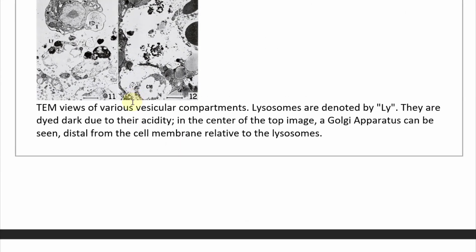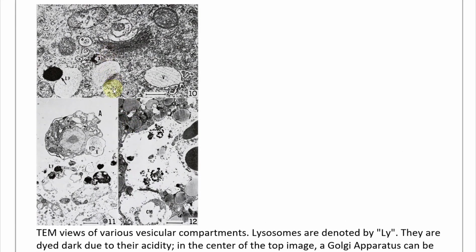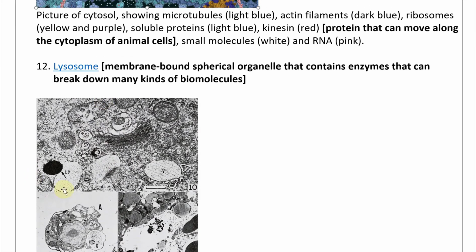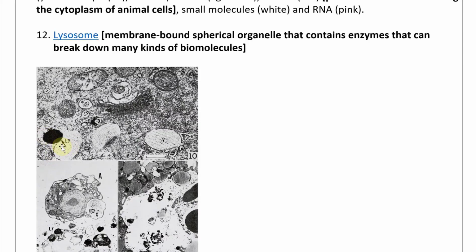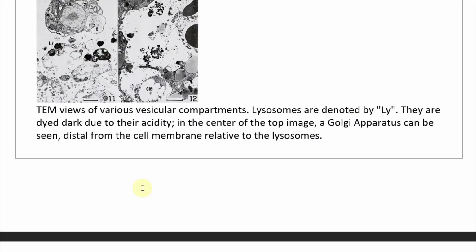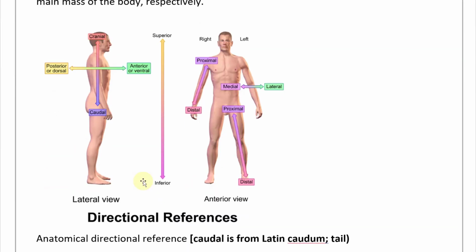And let's just go back up here. So this one is distal. A Golgi apparatus can be seen distal from the cell membrane relative to the lysosome. So the cell membrane will be somewhere over here, and it's further away from this one than this one here. This will be proximal to the cell membrane. And fascinating stuff here. It should be an LY somewhere there. But anyway, let's continue further.